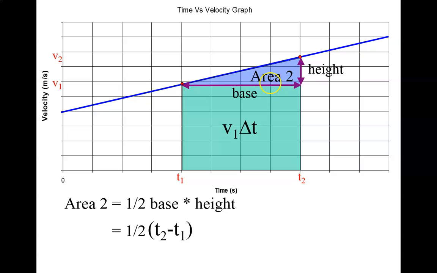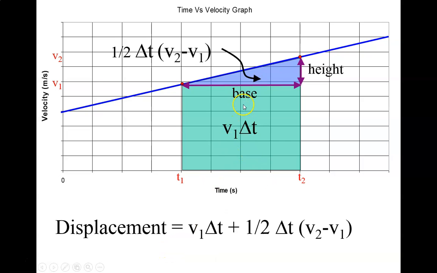And the height is going to be V2 minus V1. So we've got that. So let's collapse this just into delta T or T. Okay, so now we have to add these together, and that'll be our total height. So displacement equals V1T plus 1/2 T (V2 minus V1).